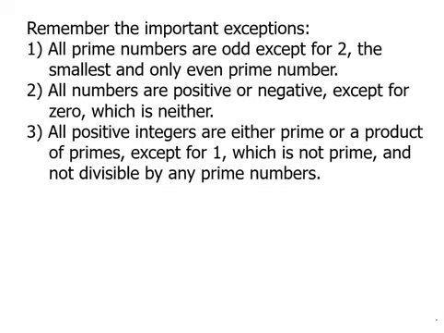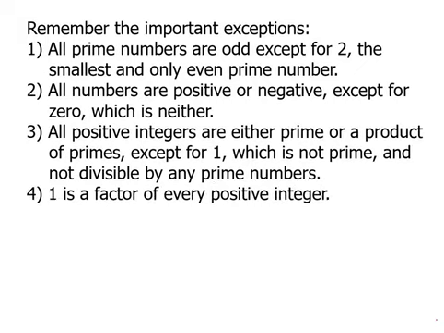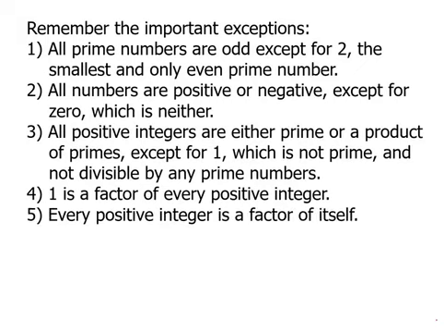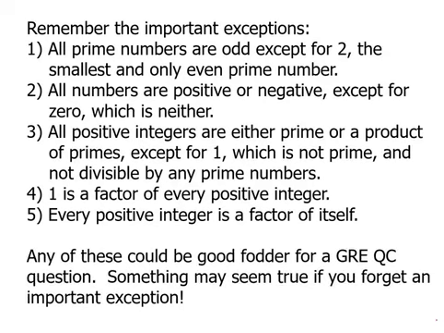All positive integers are either prime or a product of primes except for 1. 1 is not a prime number, and 1 is not divisible by any prime numbers. 1 is a factor of every positive integer, and every positive integer is a factor of itself. Any of these could be good fodder for a GRE quant comparison question. Something may seem true if you forget an important exception.